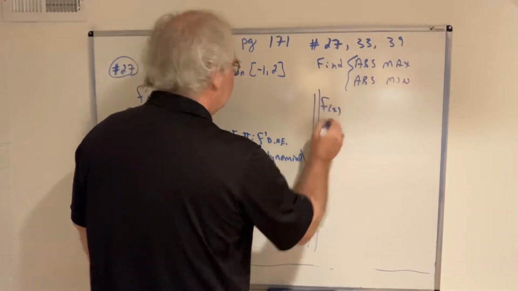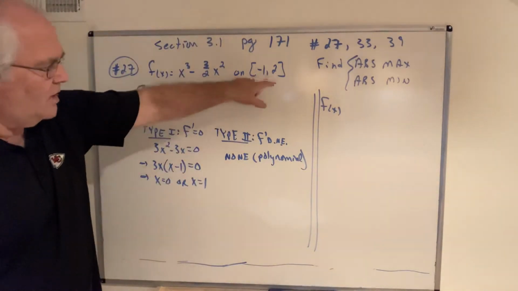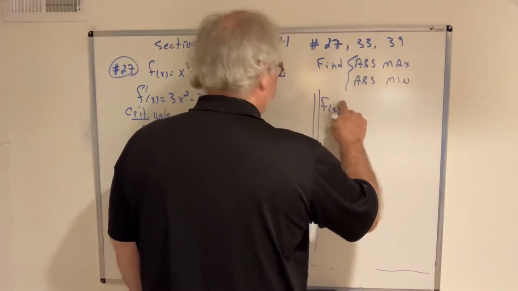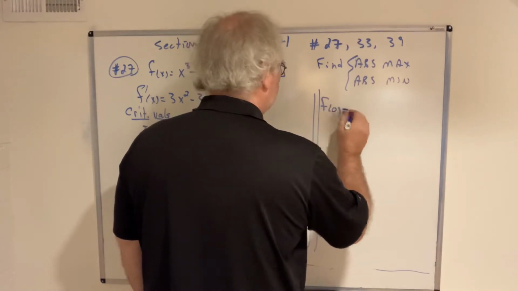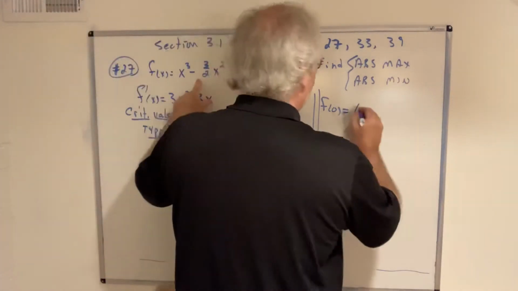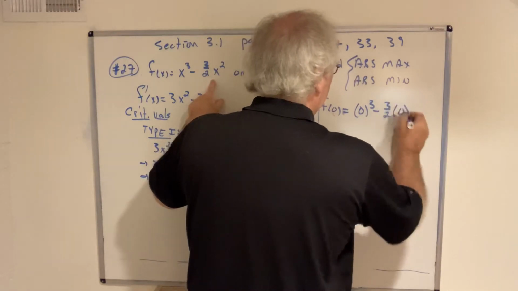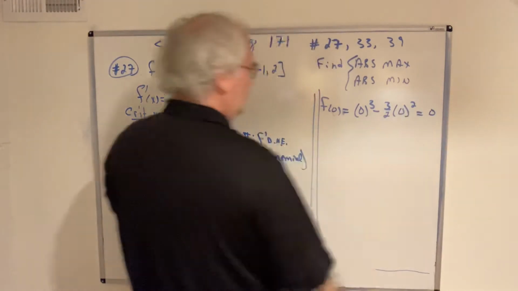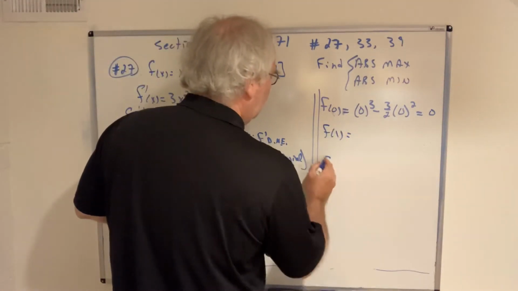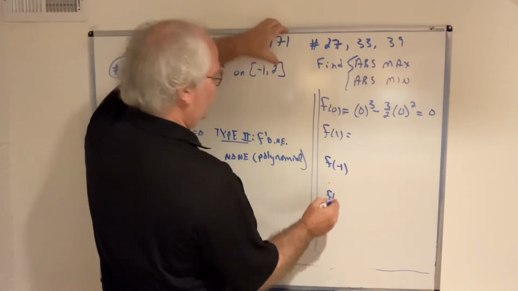Round up the usual suspects. We need the original function evaluated at 0, at 1, and at the endpoints -1 and 2. What's the original function? The original function is x to the third minus 3 halves x squared. Well, f of 0 is easy, 0 is 0. We have x equals 1, so that's f of 1. Let's line them up here: this is f of -1, and we need f of 2.